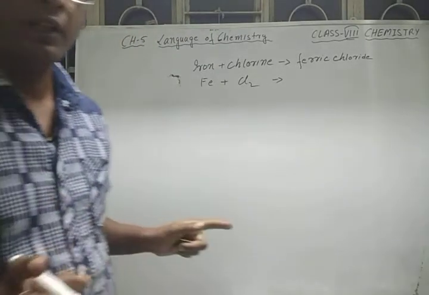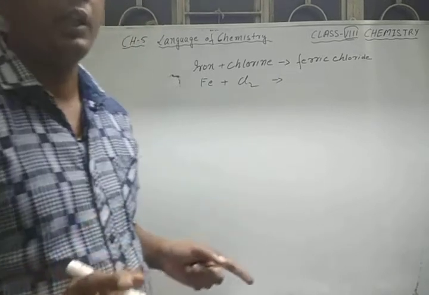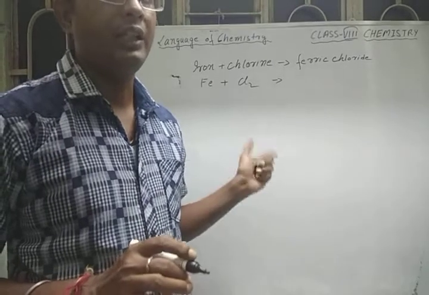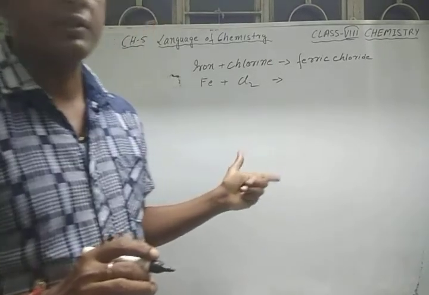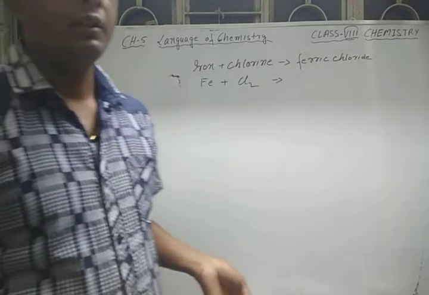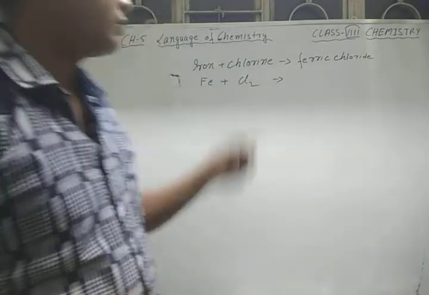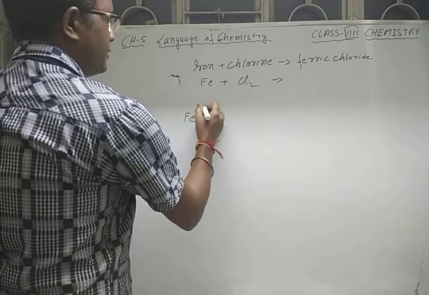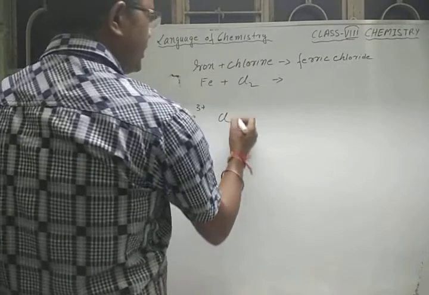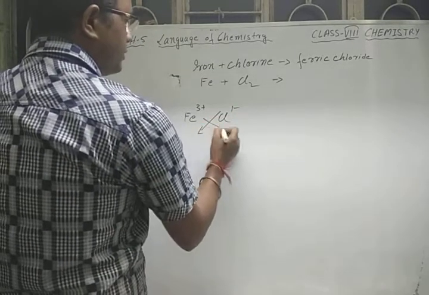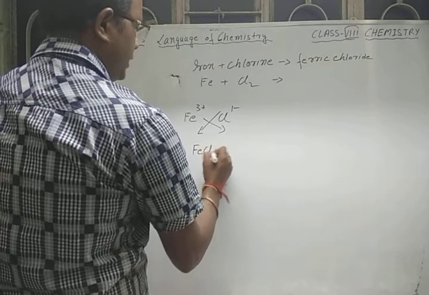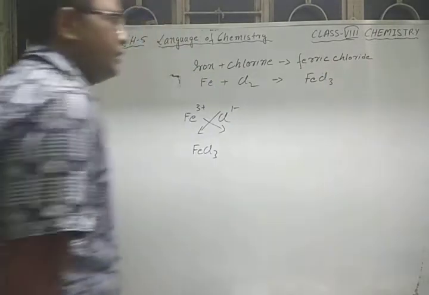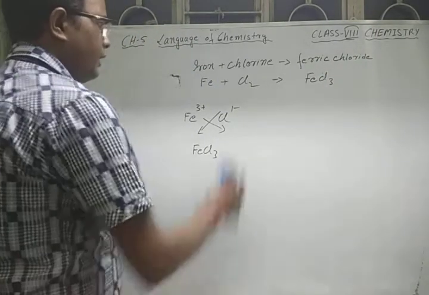If you don't learn it, you will not be able to write the chemical formula, and if you are not able to write the chemical formula, then you will not be able to write chemical equations. If the equation is incorrect, balancing will automatically be incorrect. So very important. How will you write ferric chloride? Fe, ferric means 3 plus, and chloride is Cl, it is 1 minus. So when you crisscross this, it will become FeCl3. Now you have to balance the chemical equation.